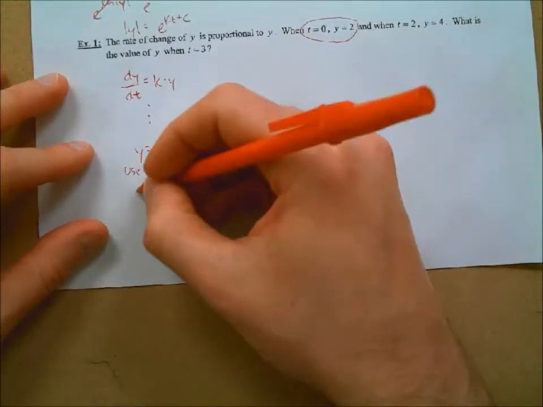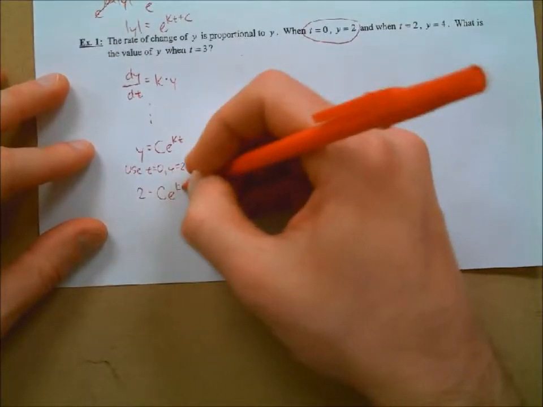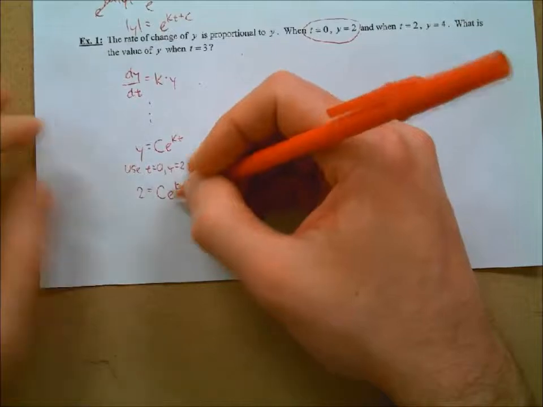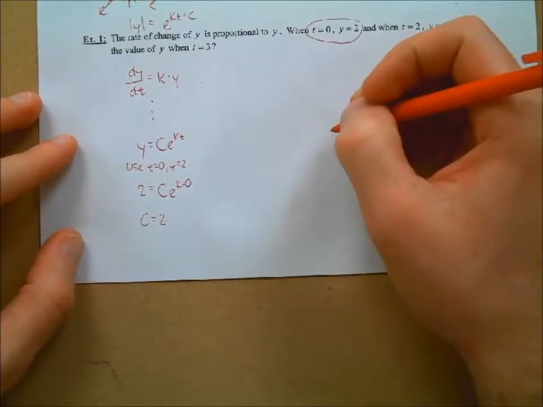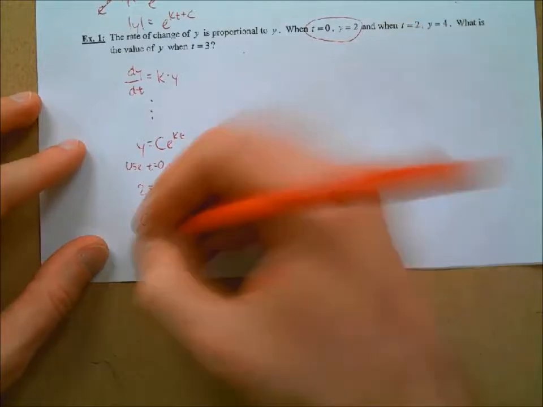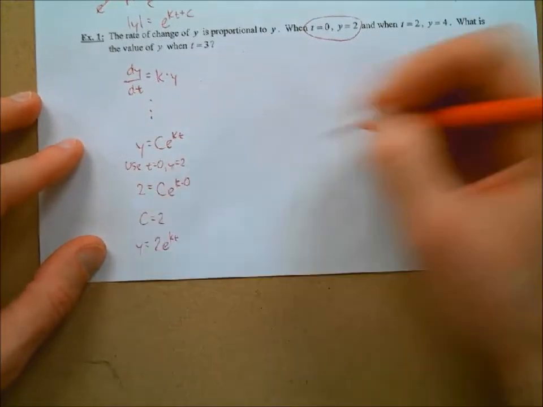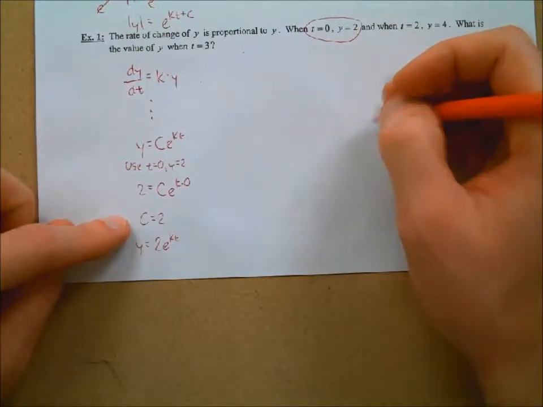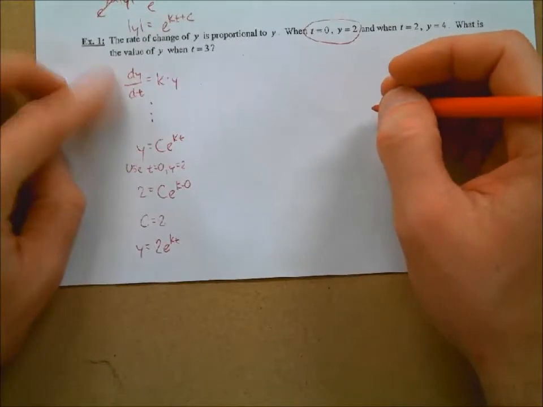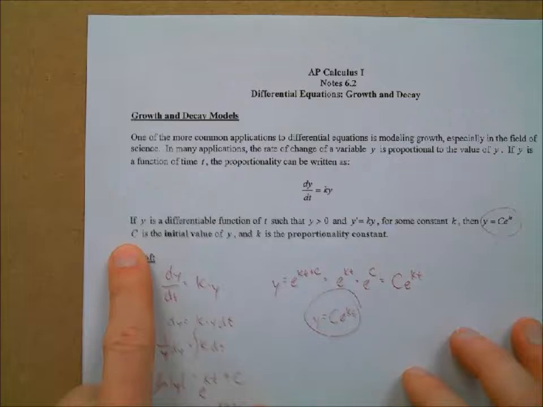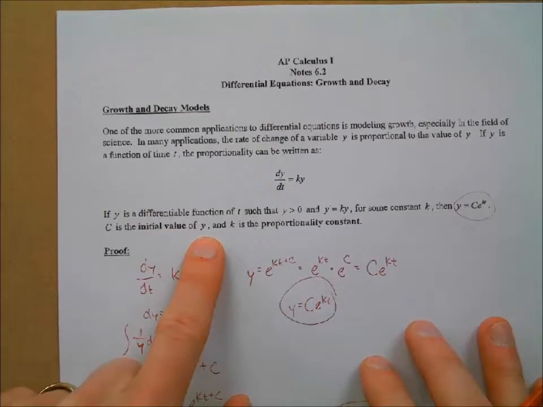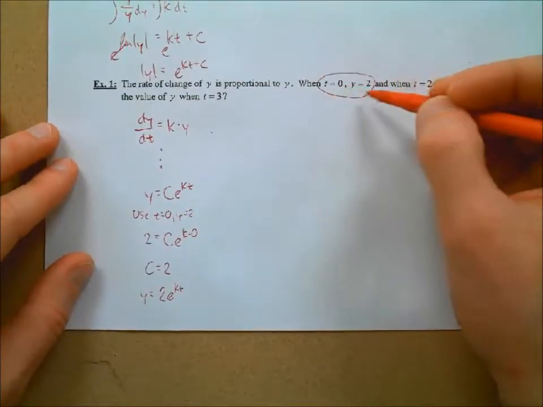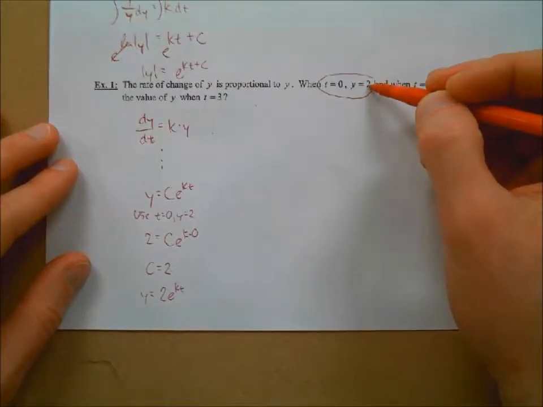Okay, so we'll put 2 in, ce to the k times 0. 0 times k is 0, e to the 0 is 1. 1 times c is c, so c is 2. And so we get y equals 2 e to the kt. Now, of course, this shouldn't surprise us, right? What do we know c is in this scenario when we're talking about this kind of particular differential equation, y equals ce to the kt? C, remember, was the initial value of y. Well, when t is 0, y equals 2. That means 2 is the initial value.